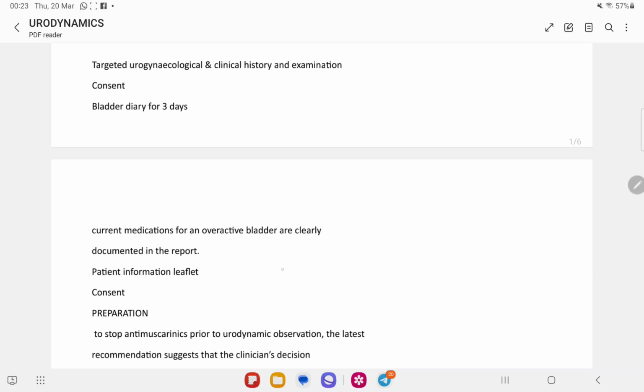Apart from that, the current medications are very important to be asked. If the patient is previously using any medicine for the overactive bladder, then you should ask them to stop these medicines 1 week before the urodynamic test. But nowadays they say that it is at the discretion of the clinician whether they want to stop the overactive bladder medicines or not. There should be a documented report of whatever medicine they are using for the overactive bladder.